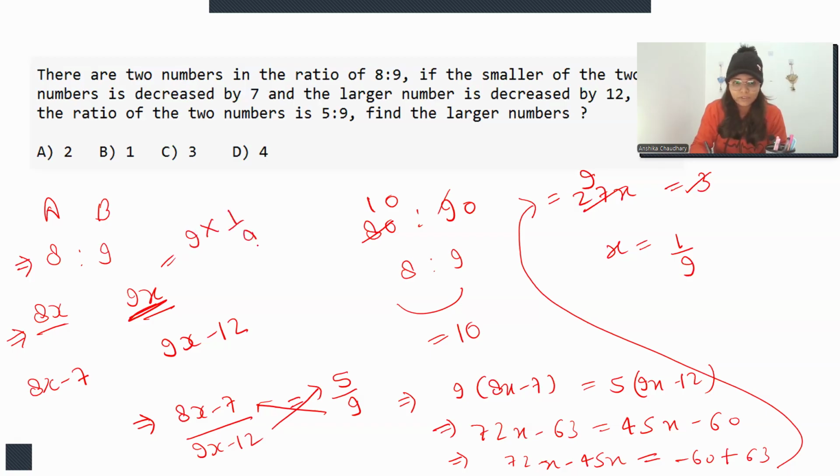9x, that means 1 upon 9. So 1 will be the answer. So option number B is the correct answer. I hope the question is clear to you and also the explanation is clear to you, right?